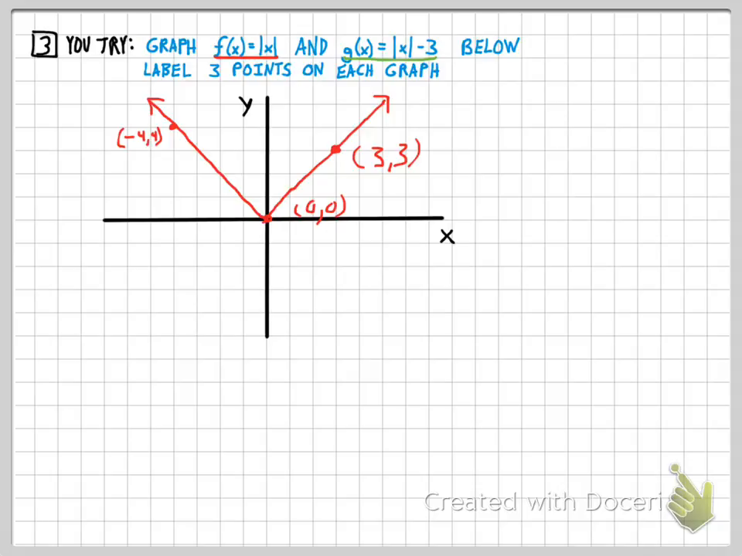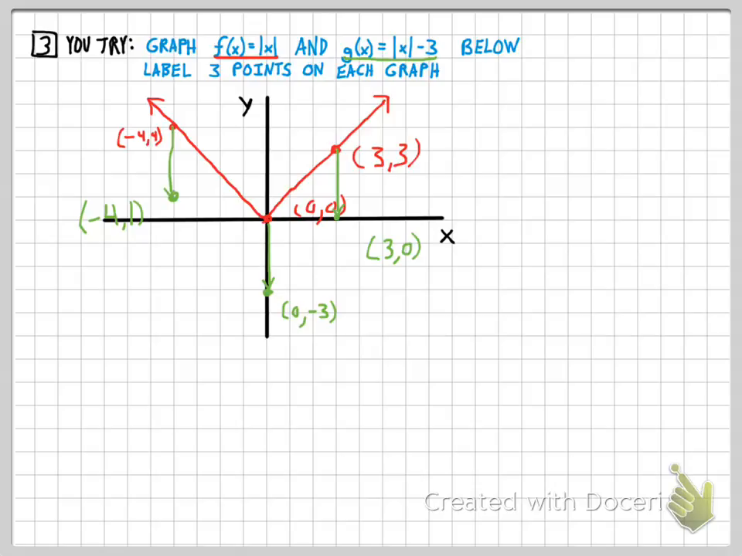Okay? All right, our second graph is simply a vertical shift of our first. So you're going to take every single point and you're going to move it down 3 units, down 3 units, down 3 units. Okay, over here this point is now going to be negative 4, 1. This point right here is going to be, instead of 0, 0, 0 and negative 3. And your point 3, 3, when you move it down, becomes this point, which is 3, 0.